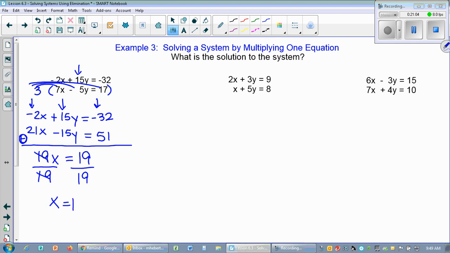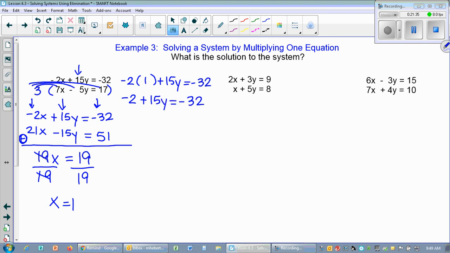I will now substitute my value of x into the first equation. So I have negative 2, showing parentheses where I'm going to be substituting, plus 15y is equal to negative 32. I'm going to put my x here in the parentheses to show where I put my substitution. Got to multiply the negative 2 times 1 first, which makes negative 2, plus 15y is equal to negative 32.